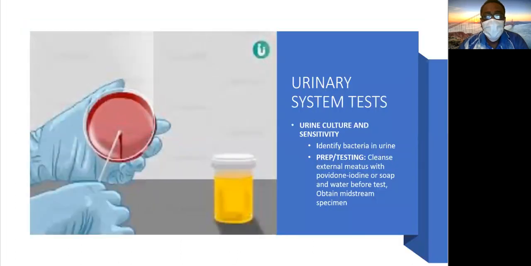Another test we'll be talking about under the urinary system tests is the urine culture and sensitivity test, which is done to identify bacteria in urine. Prior to the test, you want to cleanse the external meatus with povidone-iodine or soap and water. And again, you want to obtain a midstream specimen if you are doing a urine culture and sensitivity. The normal value with this test should be less than 100,000 colonies per mL.